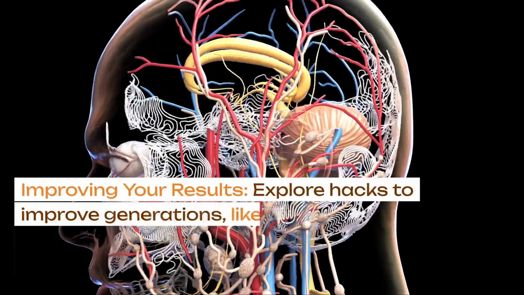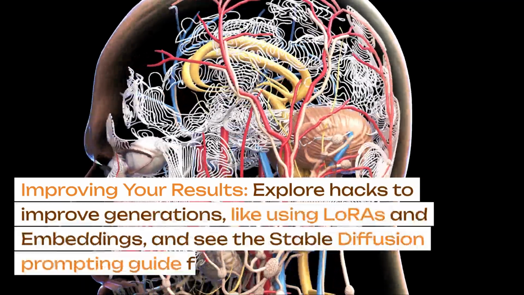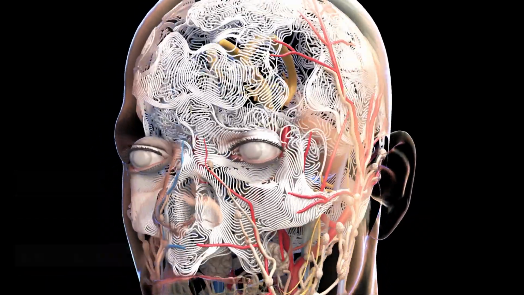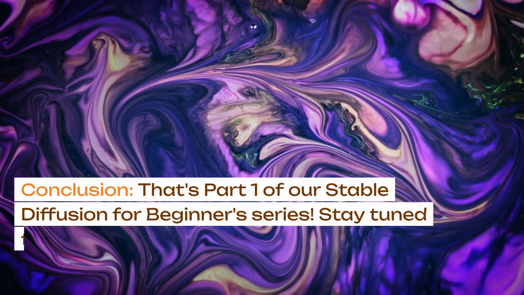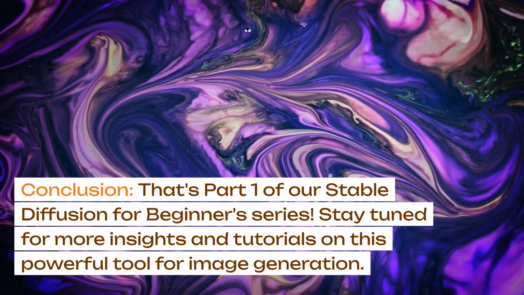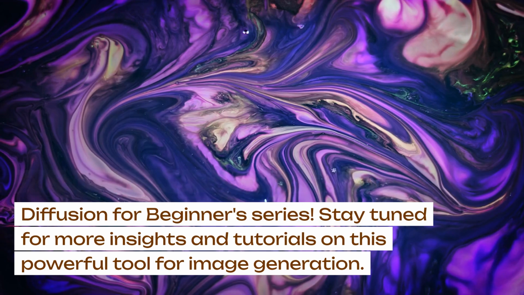Improving your results. Explore hacks to improve generations, like using LoRA and embeddings, and see the Stable Diffusion prompting guide for more. Conclusion. That's part 1 of our Stable Diffusion for Beginners series. Stay tuned for more insights and tutorials on this powerful tool for image generation.